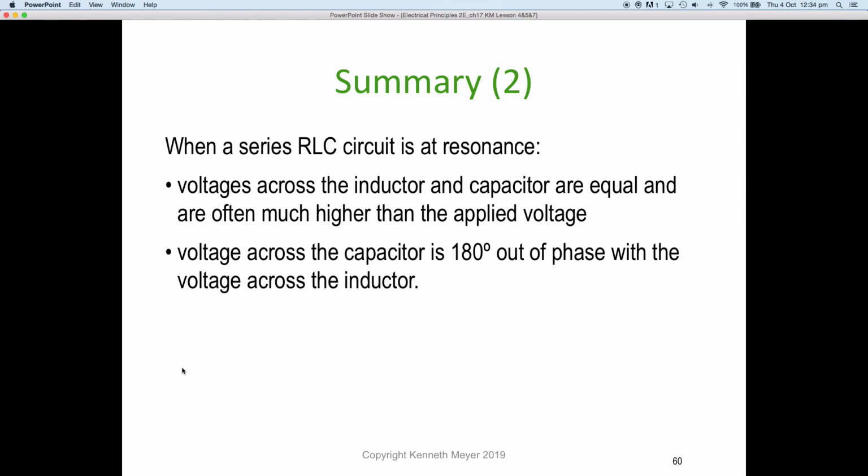Summary 2, when a series RLC circuit is at resonance, voltages across the inductors and the capacitors are equal and are often much, much higher than the applied voltage. Because the voltages across the capacitors and the inductors are often very high, if resonance does occur, then capacitors break down and inductors, their insulation breaks down. And finally, the voltage across the capacitor is 180 degrees out of phase with the voltage across the inductor, and when they both equal the same, that is why they cancel each other out completely.